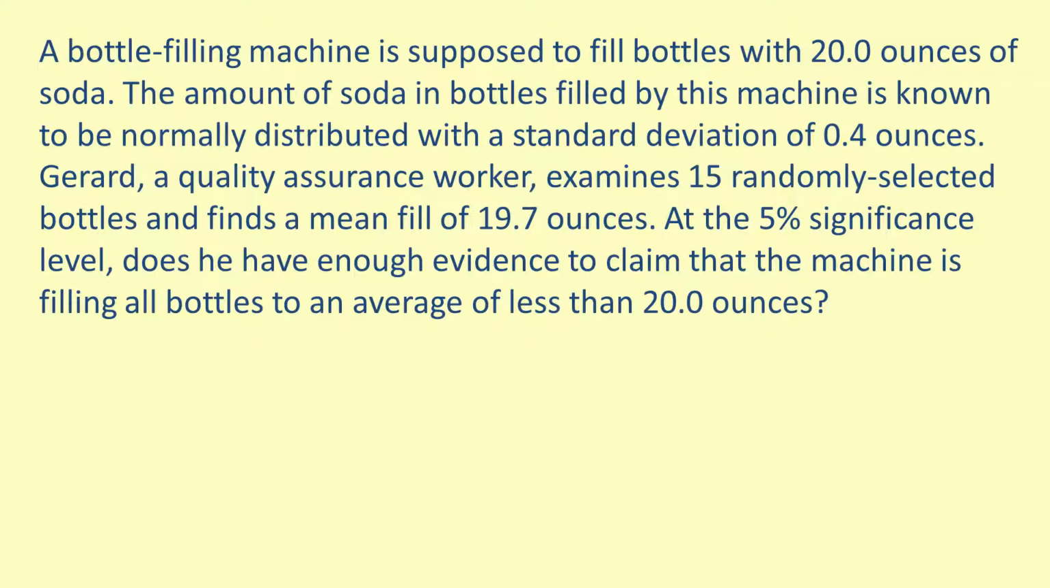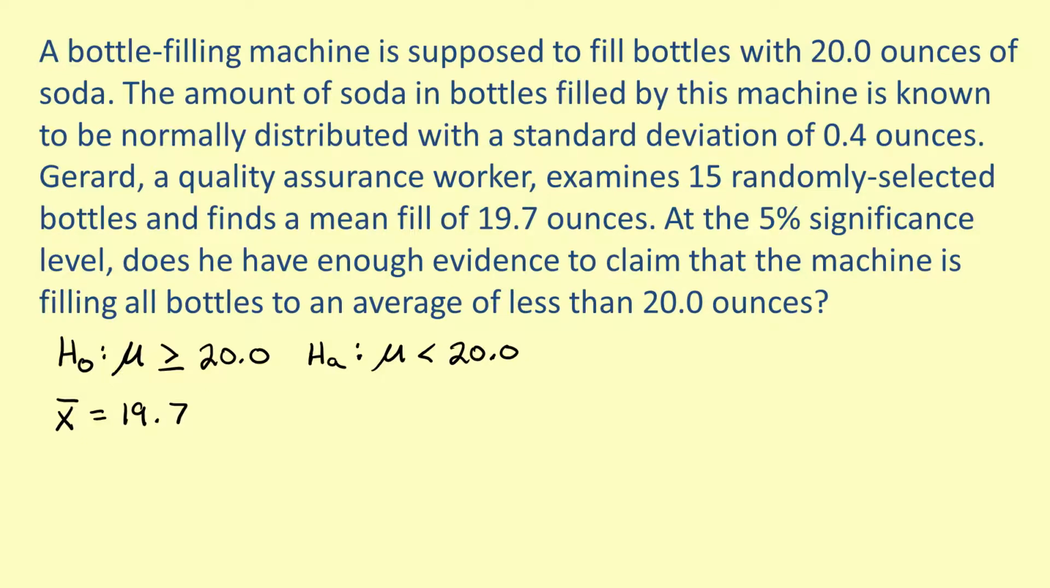Let's go through this problem. Our null hypothesis, H sub 0, is that the population mean mu is greater than or equal to 20.0. And our alternative hypothesis, H sub A, is that mu is less than 20.0. Our sample mean X bar equals 19.7. Our population standard deviation, sigma, equals 0.4. Our sample size, n, equals 15.